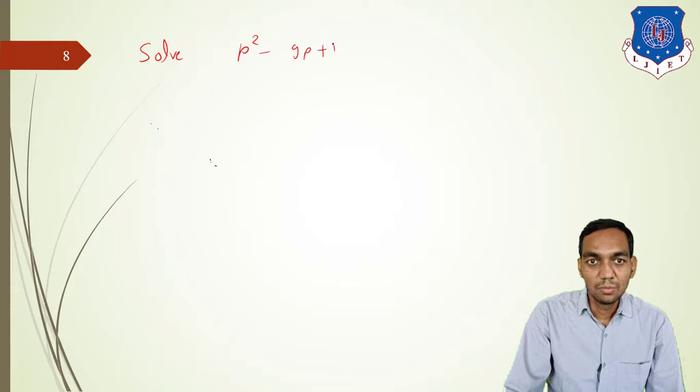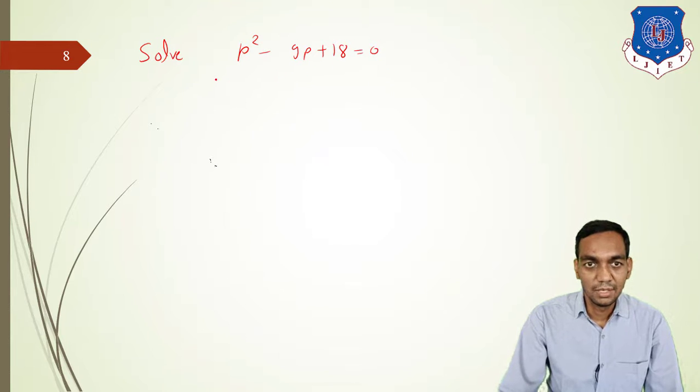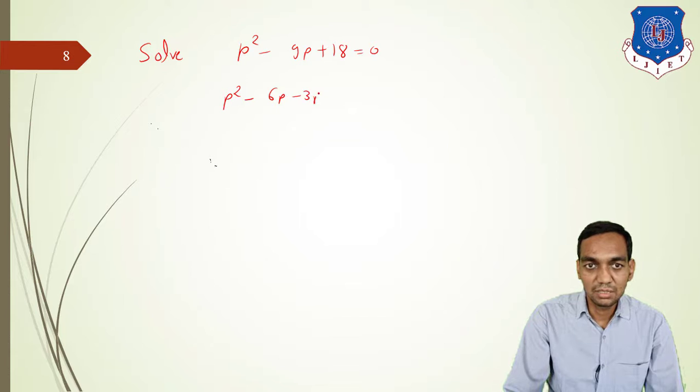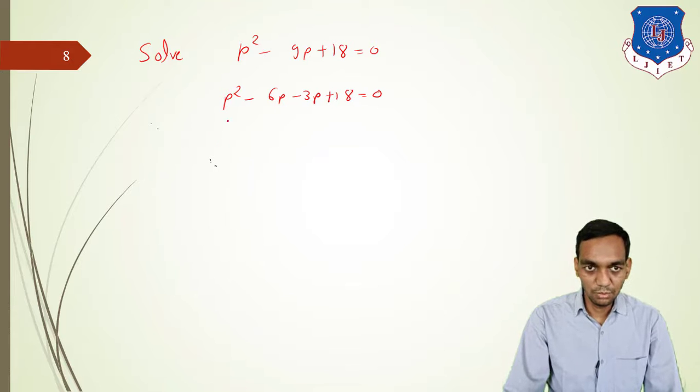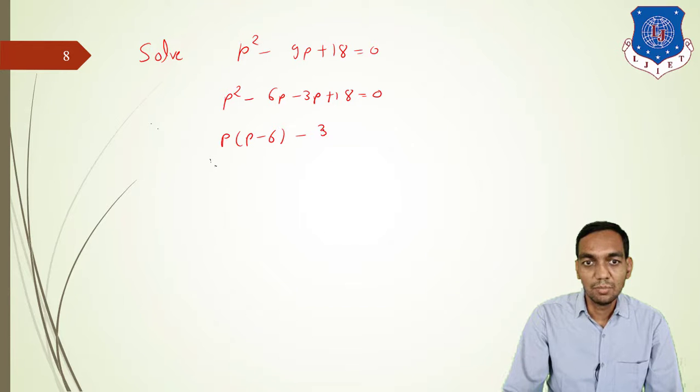Okay. We are going to take one more example and a very simple one. Suppose you are given, solve p square minus 9p plus 18 is equal to 0. See here there is no x or y. But you can factorize this. If you are considering this, then this can be written as p square minus 6p minus 3p plus 18 is equal to 0. Correct? So this can be written in the form of p into p minus 6 minus 3 into p minus 6 is equal to 0.